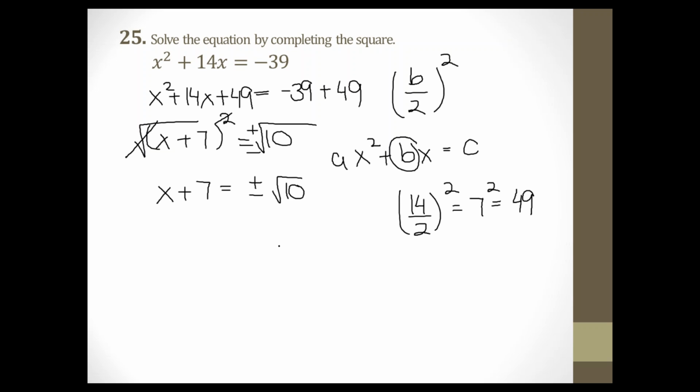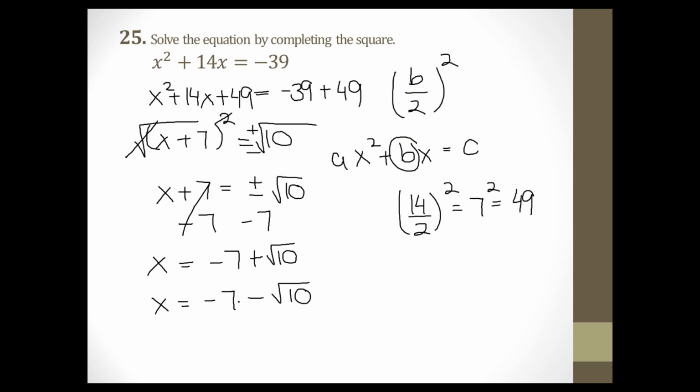We cannot simplify the square root of 10, and 10 does not have a factor where one of them is a perfect square, so this is just fine. But we need to solve for x, so let's subtract 7 from both sides. X equals negative 7, and like I said, we get two answers: positive square root of 10, but also x could equal negative 7 with a negative square root of 10.